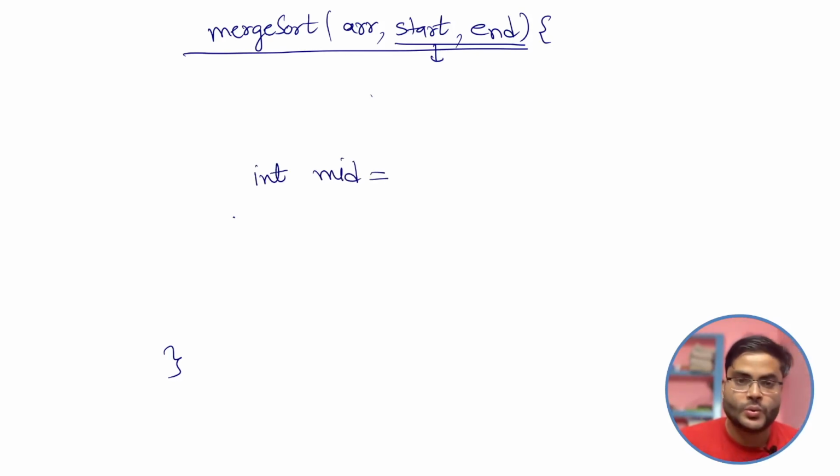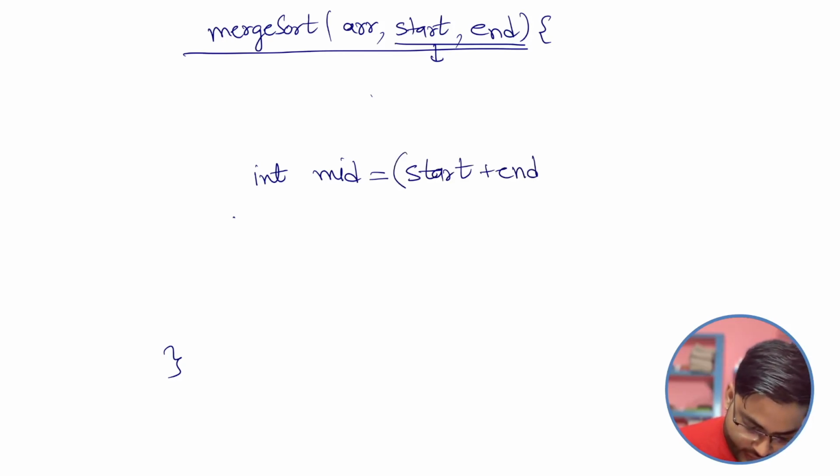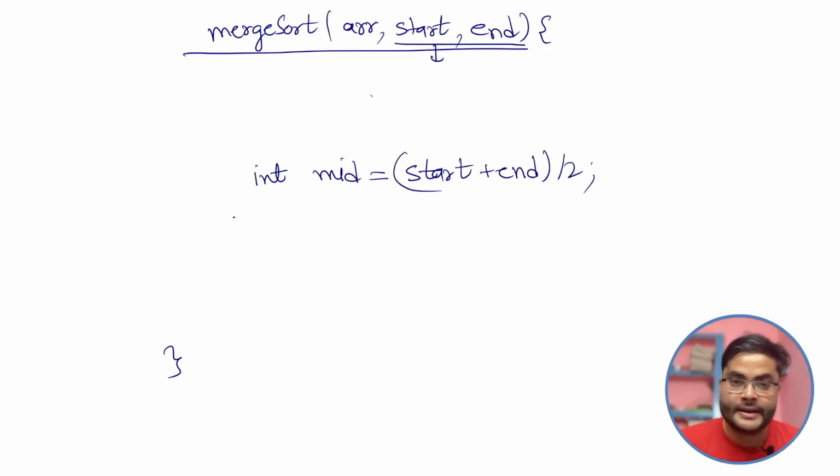Okay, so to divide the array in two parts, I will take a mid. So the first array will be from the first element to mid, and the next sub array will be from mid plus 1 to my last element. Okay, so it will take (start plus end) by 2, right? Now we will call our recursive function for n by 2 elements.